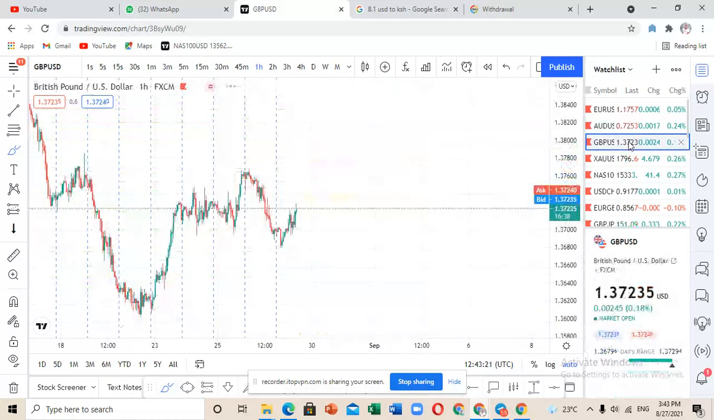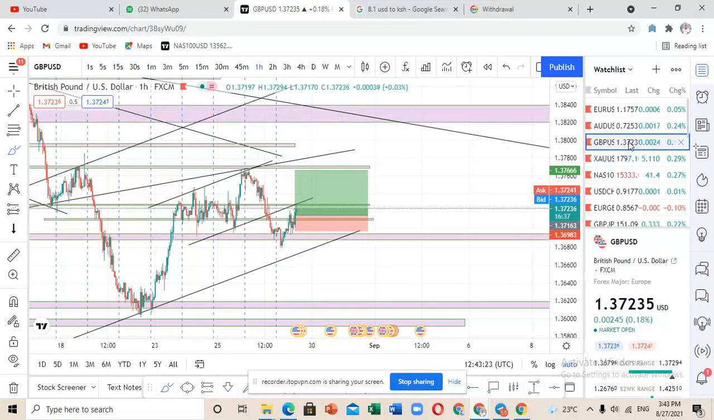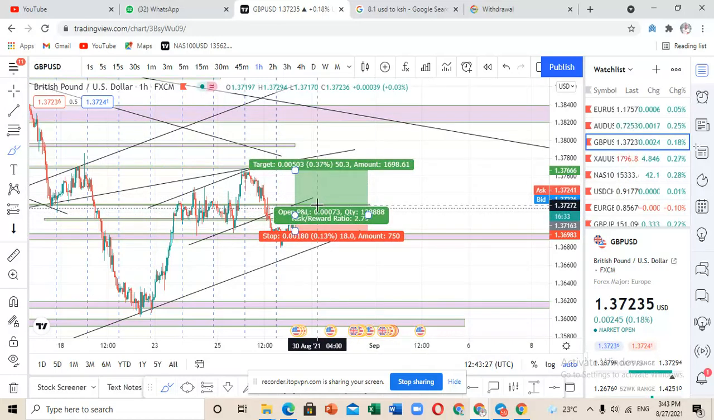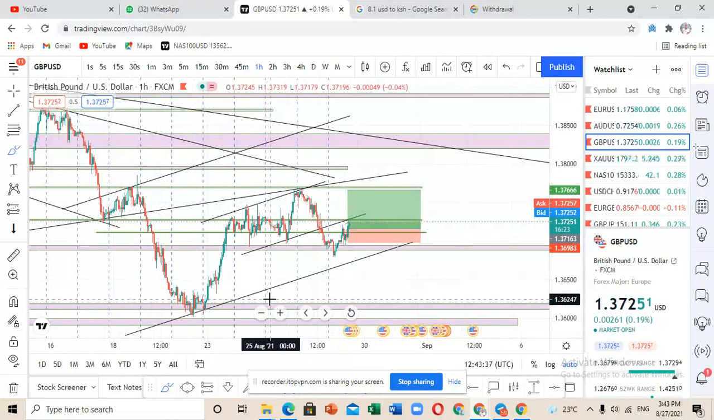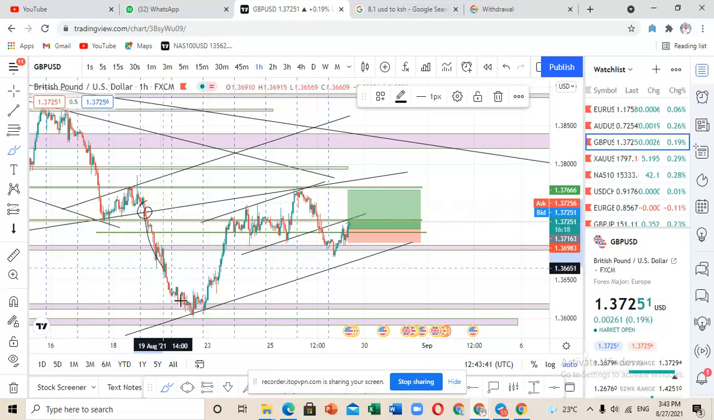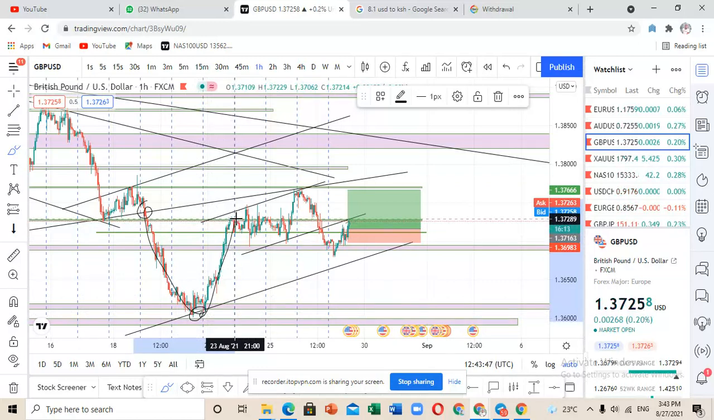Let us move to GBP USD. When it comes to GBP USD, the same movement that characterizes AUD USD also characterizes GBP USD. On GBP USD, you can see that we had a breakout to the downside at this point. The market moved toward the downside. We had two touches to the downside here before coming to this upper point here.